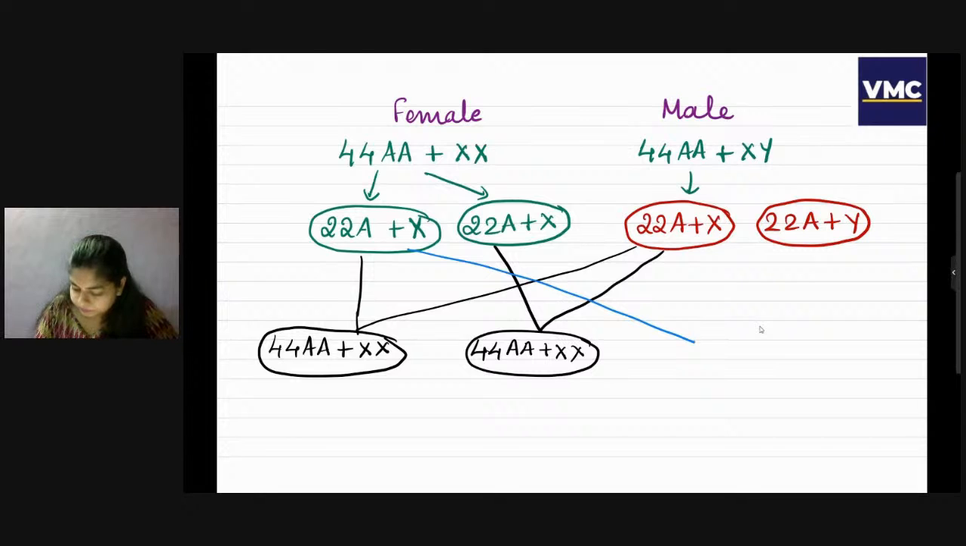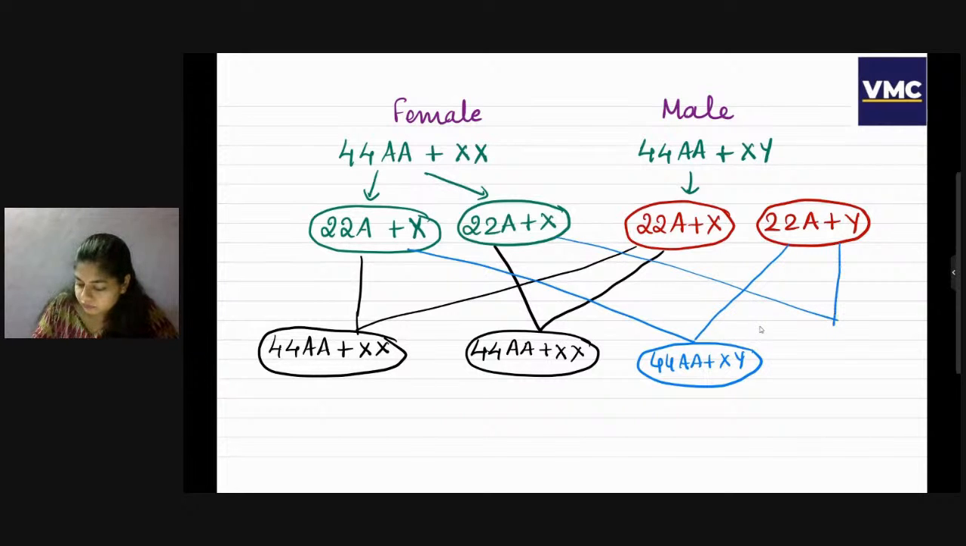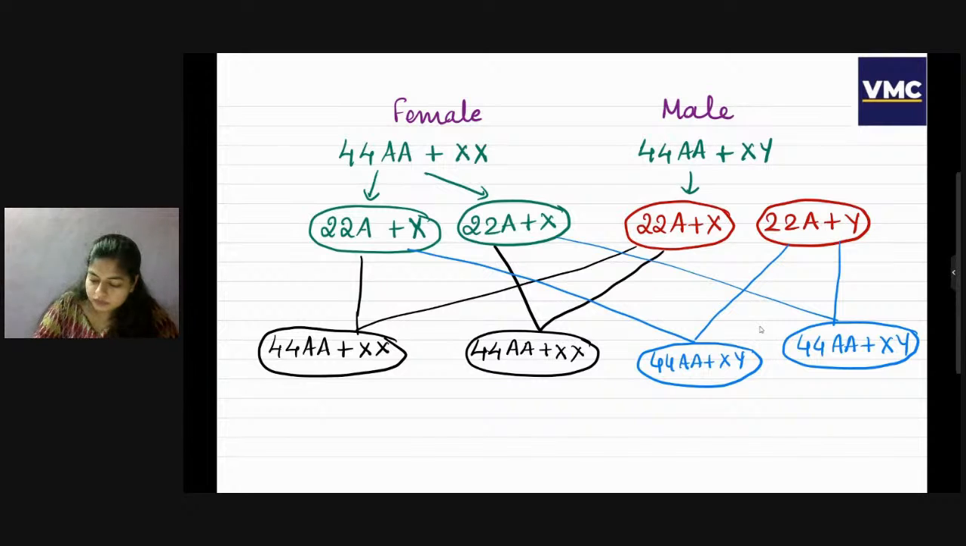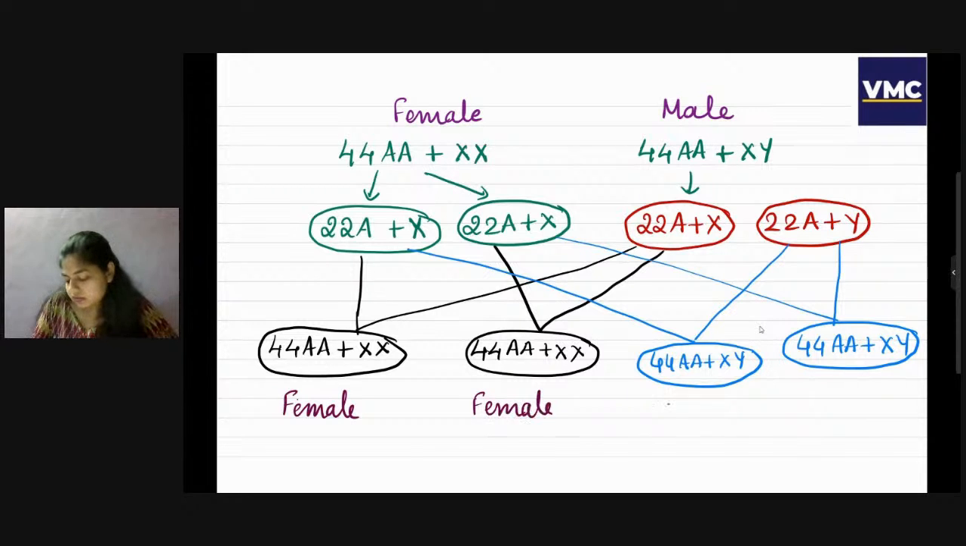This 44AA plus XY, and this will fuse with this, forming 44AA plus XY. देखो ये जो इंडिविजुअल्स बने हैं इसमें से, this is a girl, you can say female, this is also a female, this is male, and this one is male.